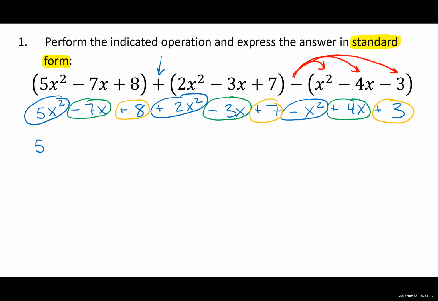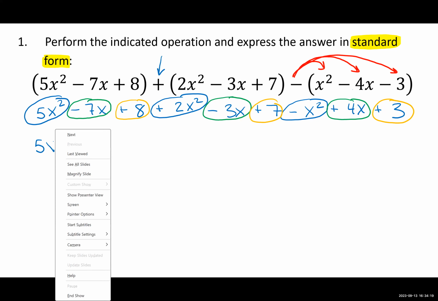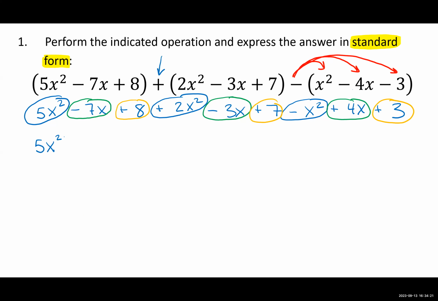So we've got 5x squared. Then we've got a plus 2x squared. And then over here on the right, we've got a minus x squared. So we've got 5 of these x squares. Then we've got 2 more x squares. That gets us 7. Take away 1. That'll give us a total of 6 x squares.